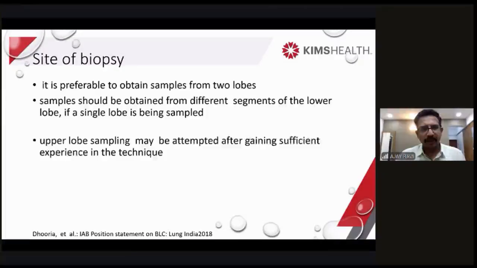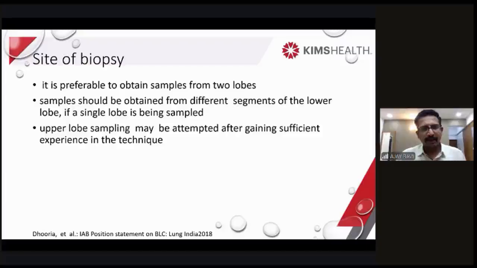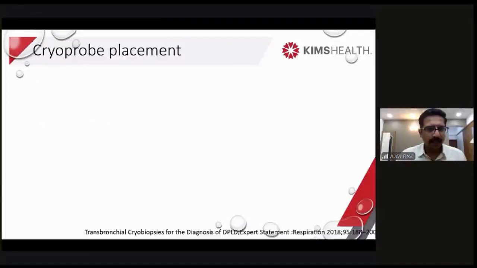So from where to take a biopsy? If it is a generalized disease, prefer to take samples from 2 different lobes. If the same lobe is sampled, then take from different segments. Upper lobes are usually done after getting quiet hands, after doing much of the lower lobes. Also try to do the middle as well as lower lobes as early as possible.